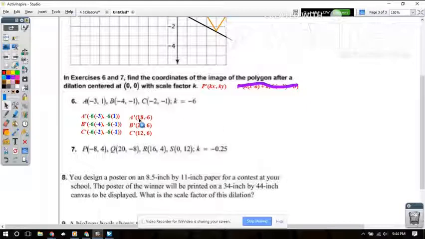-6 times -3 is +18, -6 times 1 is -6. And that's all it is. Even if it's negative, it doesn't matter. It still works just the same. So go ahead and pause the video real quick and solve number 7 on your own.